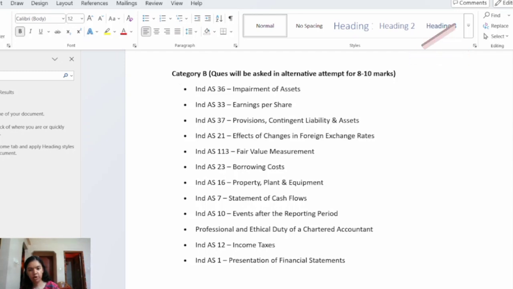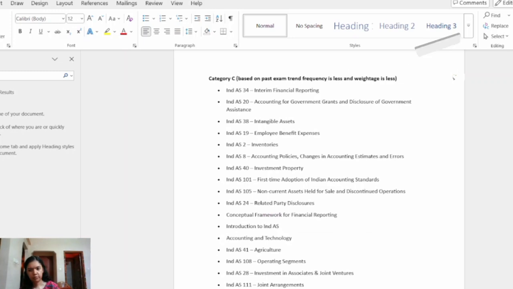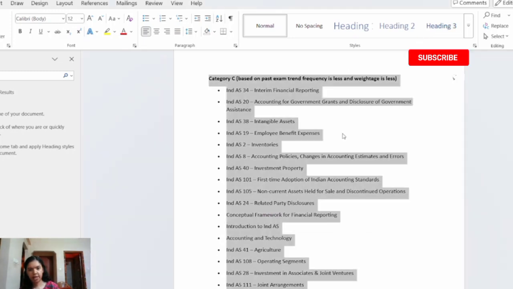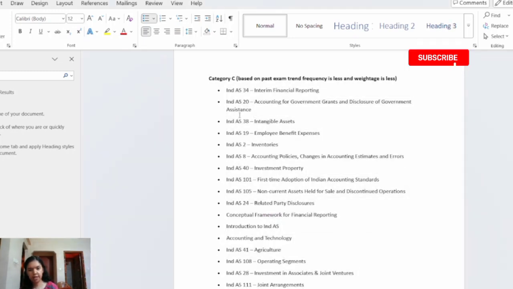Now let's move on to category C. Here we have the Ind AS or topics that come under category C. Based on the past exam trend, the frequency of these is less and the weightage is also less. So please pause this and note this down as well so that you can plan your studies accordingly.